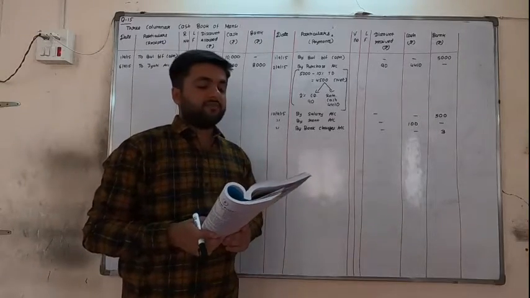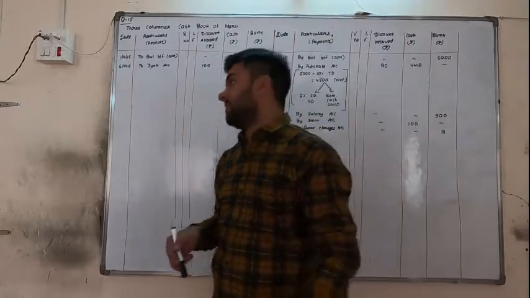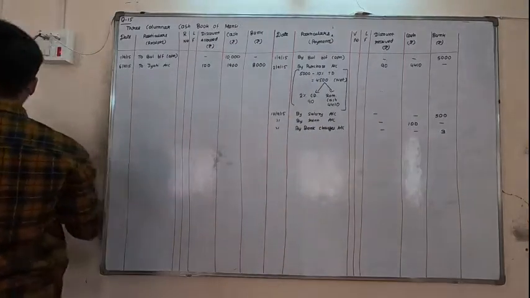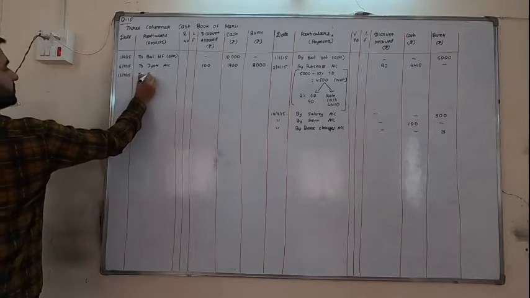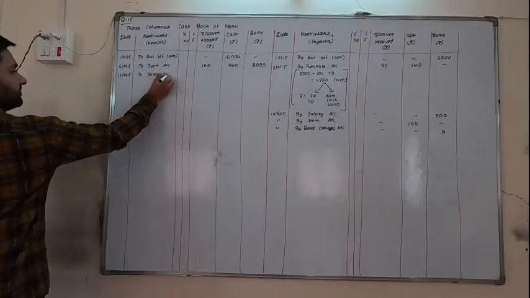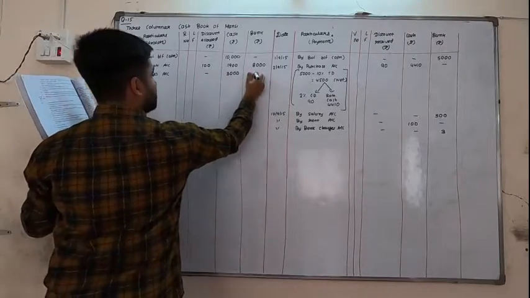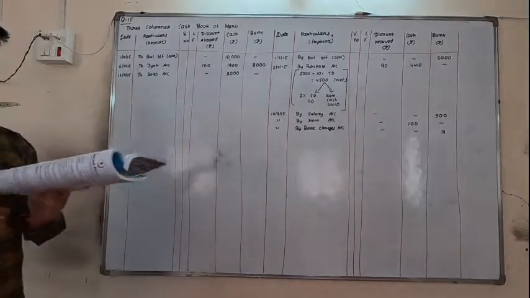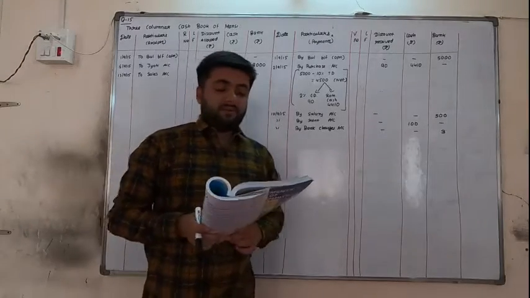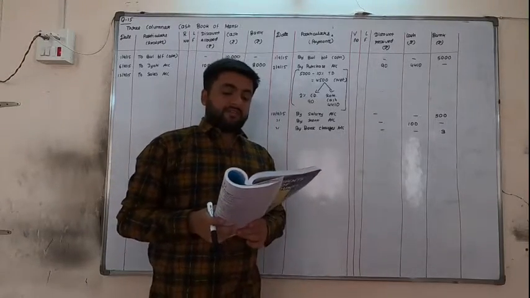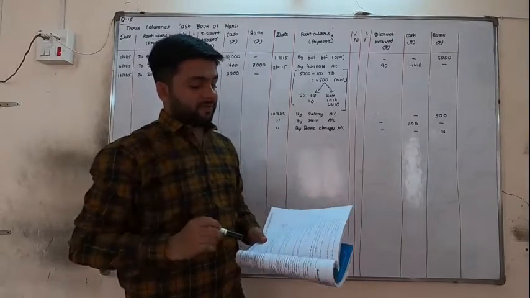Goods of 3000 sold to Kashmira Ben for cash. We are selling the goods, cash is coming in, so on debit side. 15-9-15, to sales account. Now we are selling the goods of rupees 3000 for cash, so in debit side 3000. 500 withdrawn for office expense and 350 withdrawn for personal use from the bank. Now this is very important transaction.